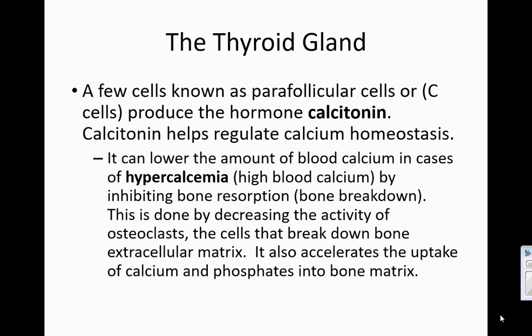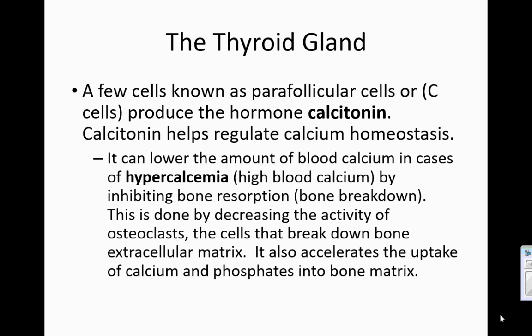Within our bones, where we store most of our calcium, we have cells called osteoclasts. Osteoclasts are cells that will break down bone, performing what we call bone resorption, and release the bone as calcium into our blood. Well, if our blood calcium is elevated, we don't want those cells being active. So calcitonin decreases the activity of osteoclasts.